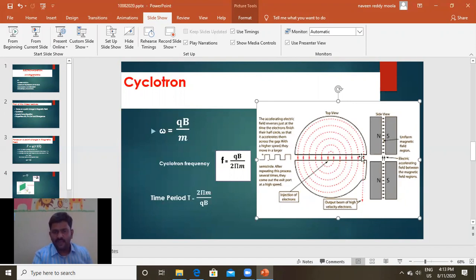So in the next step, it increases radius. Like that, after performing so many circular rotations, we get a highly energetic particle out of this particle accelerator. There are a number of particle accelerators, and one among them is the cyclotron. In that, we use this concept of force on a charged particle kept in a magnetic field. There we get the cyclotron frequency as F is equal to qB by 2 pi m. From that, time period T is equal to 2 pi m by qB.